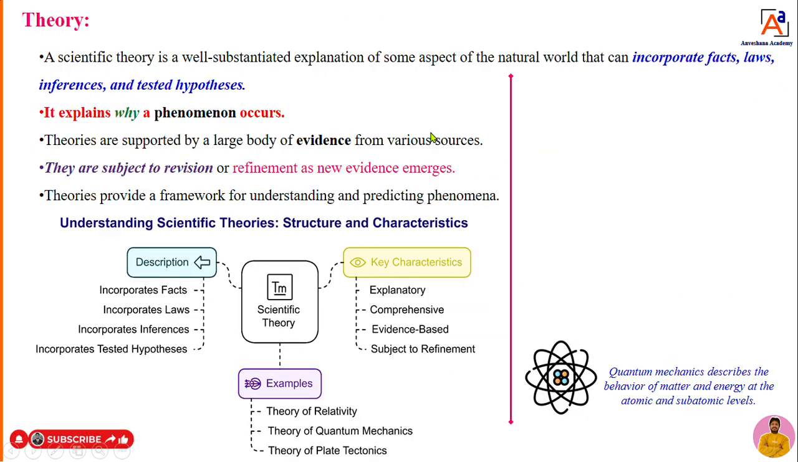Okay, now I will move towards the next concept, that is theory. What is theory? You can see now, a scientific theory is a well substantiated explanation of some aspect of the natural world that can incorporate facts, laws, inferences and tested hypotheses. Okay, then you can see here now, dear students, what actually this theory does. This theory is going to explain why the phenomena occurs.